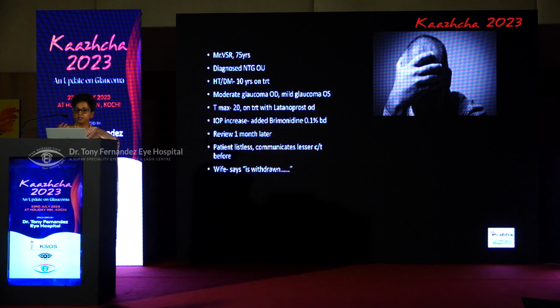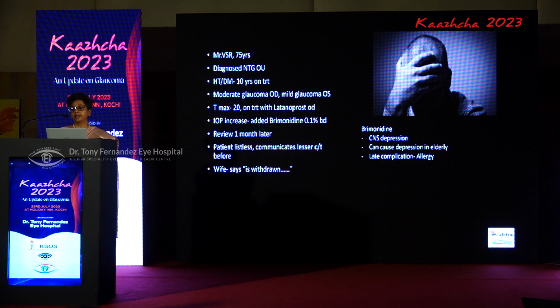And this is another patient of mine, a 75-year-old gentleman, a retired IAS officer, hypertensive, diabetic, moderate glaucoma, treated with latanoprost. And we added brimonidine because he was not eligible for timolol. So a month later when he comes, the patient, who is usually very smartly dressed with a tie and very talkative, has become listless, communicates less, he speaks only in single syllables. And the wife says, I don't know, doctor, nowadays he's very withdrawn.